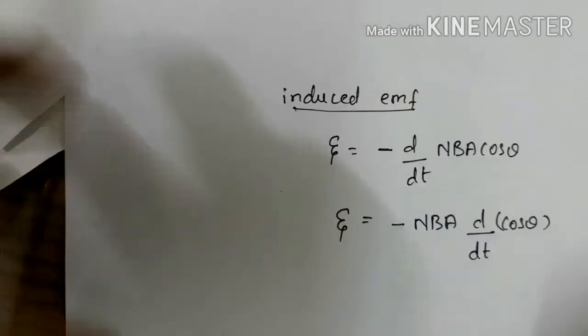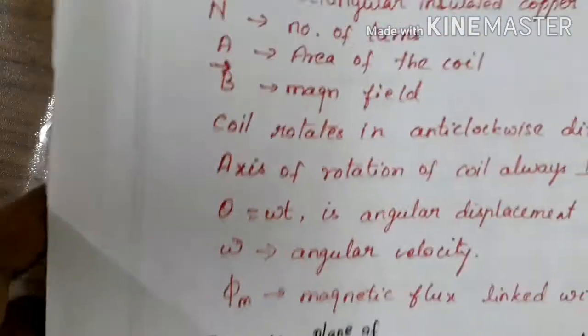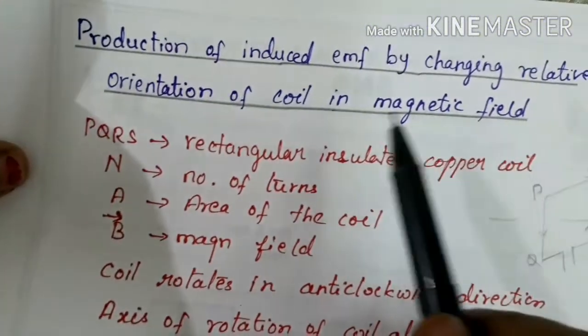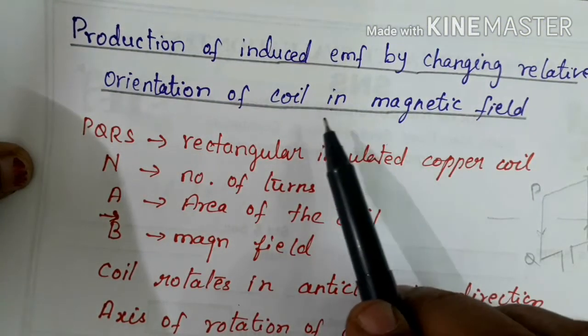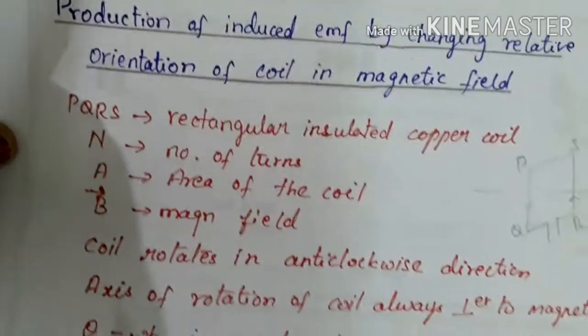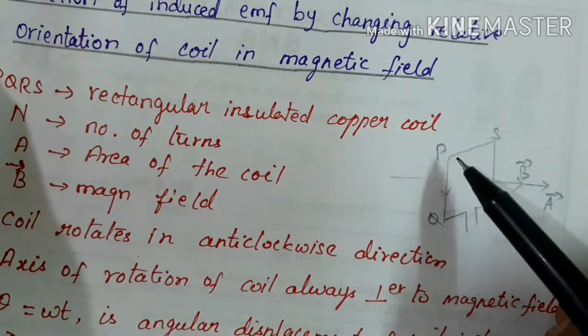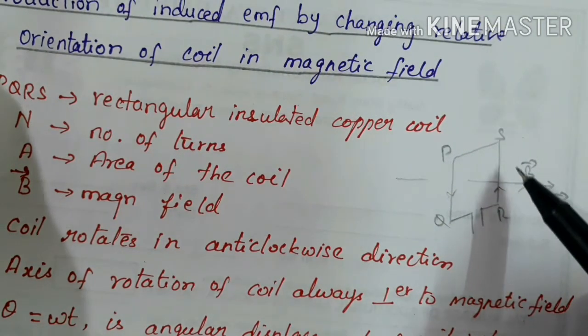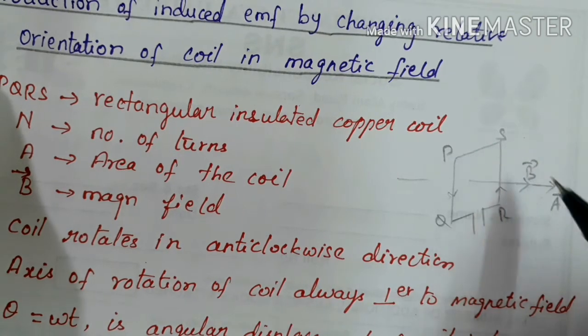We are going to discuss that in this video, that is EMF is induced by changing the relative motion between the magnetic field and the coil, and EMF will be produced, right? Now you refer this. PQRS is a rectangular insulated copper coil. You also call it an armature coil.